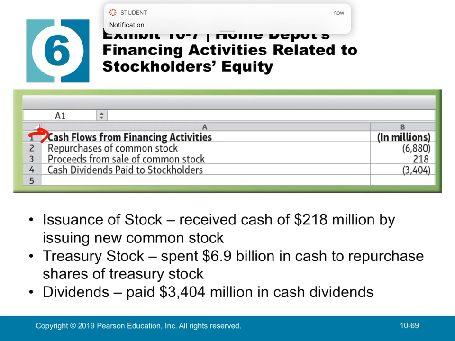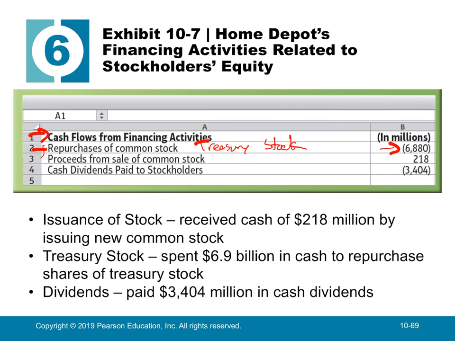So here we go, cash flows from financing activities. We are repurchasing common stock. So cash went out because this was treasury stock. We sold common stock, we issued it, or whatever the case may be. So some cash came in, and we paid cash dividends to shareholders. So cash went out. So this is our cash flows from financing activities.